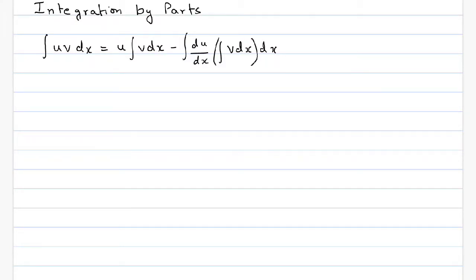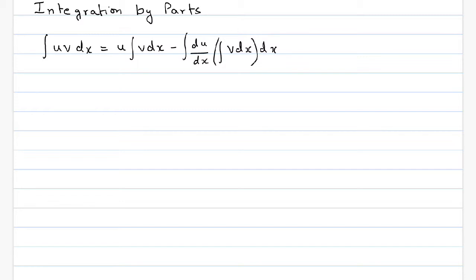In this video, we are going to do integration by parts. This is one of the most important methods when we are doing our integration. If we have two functions multiplied, u and v, assuming both are functions of x, then integration by parts says that we'll use this particular formula: u times the integration of v, minus the integration of the differentiation of u times the integration of v, and then the integration of this whole term.